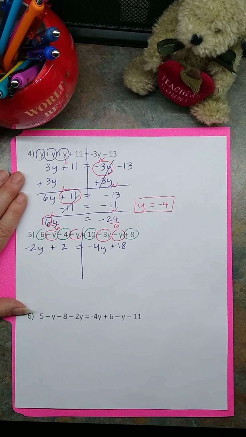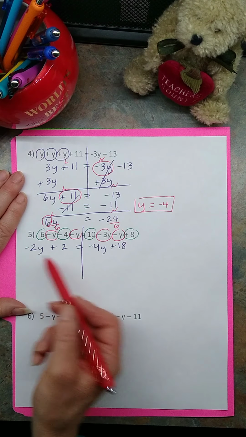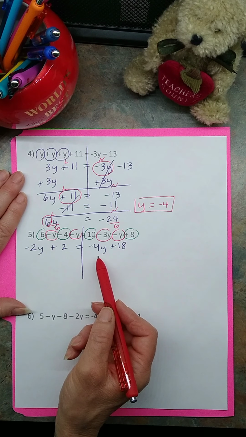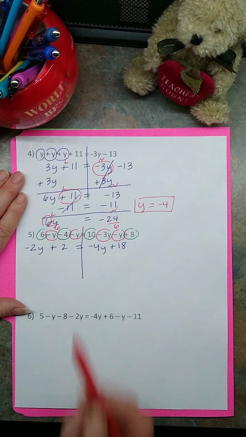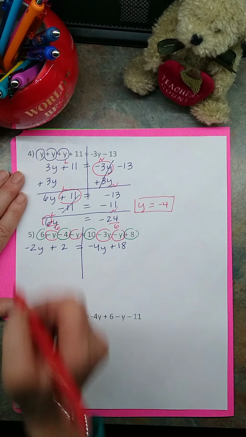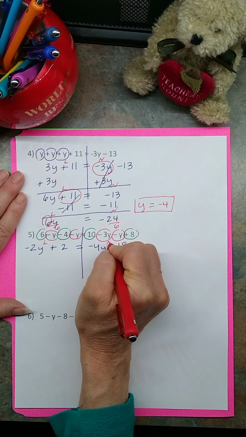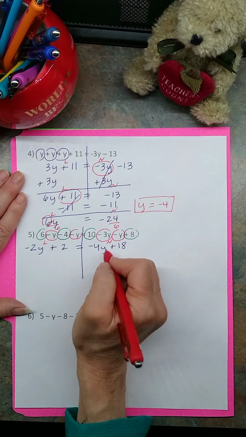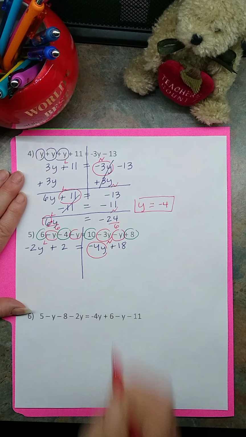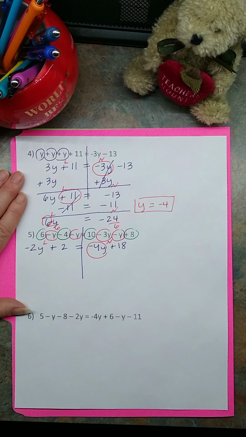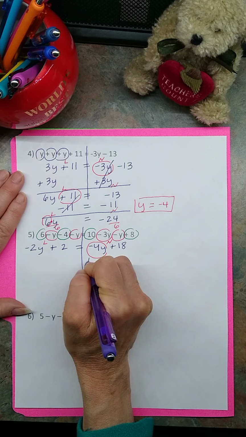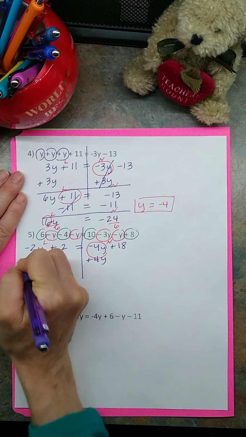Time to choose your variable side. Look at the number in front of each variable, that coefficient. You have -2 and -4. -2 is larger. Immediately get rid of the variable on the wrong side. That's at -4y. Use the inverse operation. The opposite of -4y, +4y.